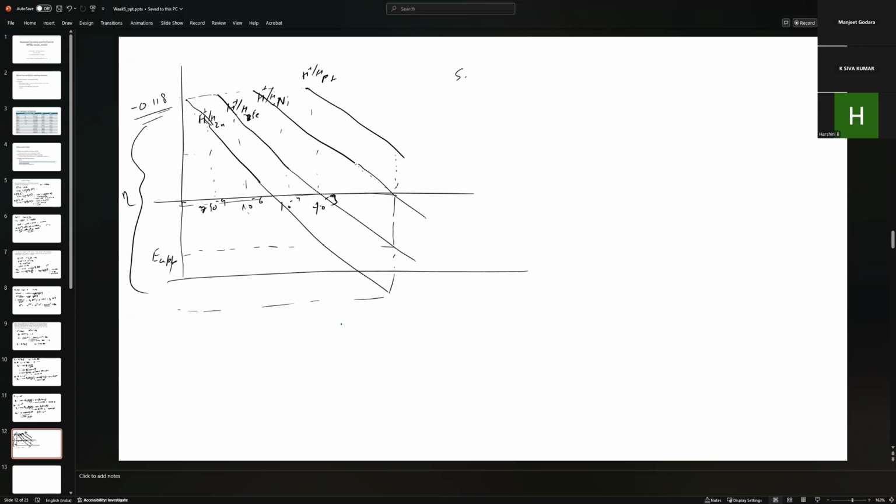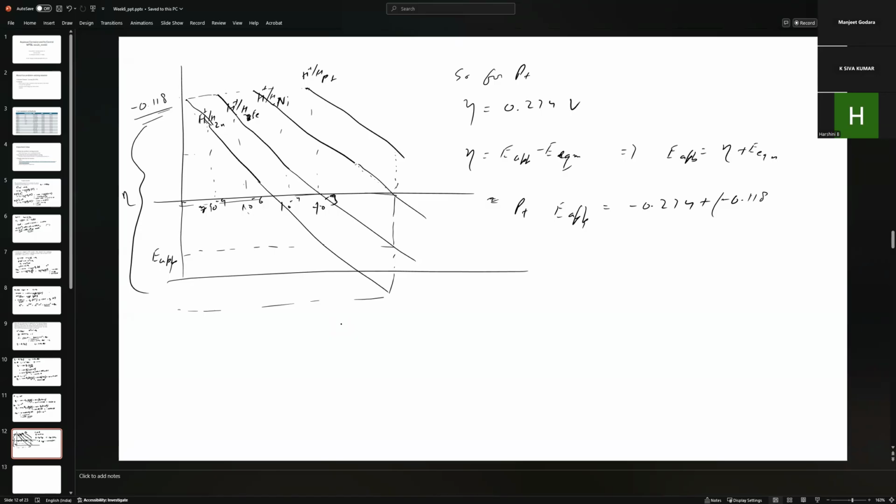So for platinum, your eta was 0.274 volts, and eta is defined as E applied minus E equilibrium. And E applied is what we have to calculate. So E applied equals eta plus E equilibrium. So in case of platinum, E applied will become minus 0.274 plus minus 0.118, and minus 0.392 volts.